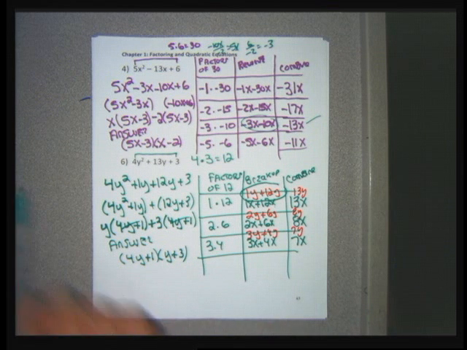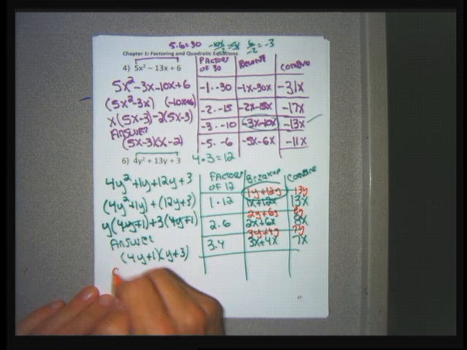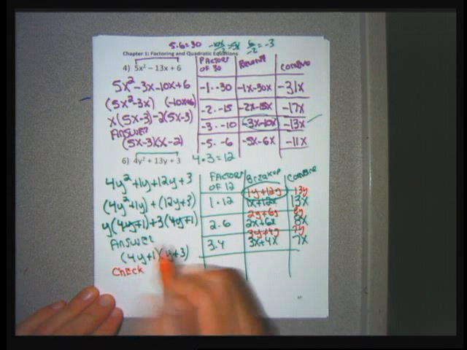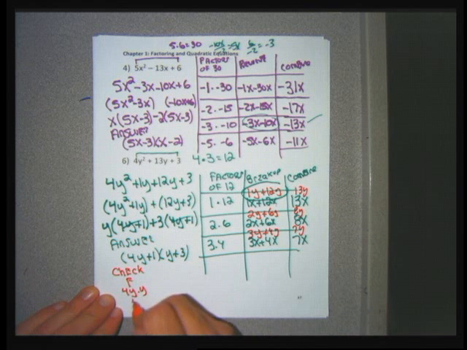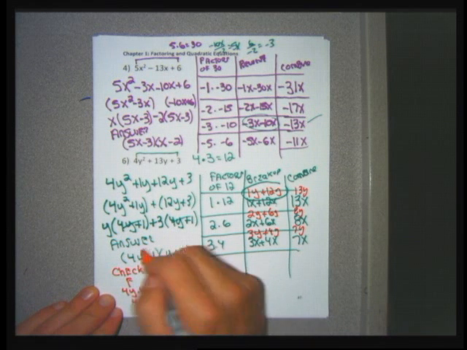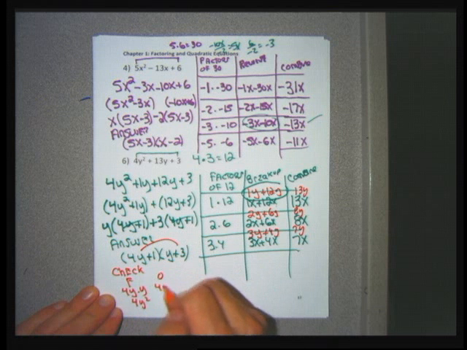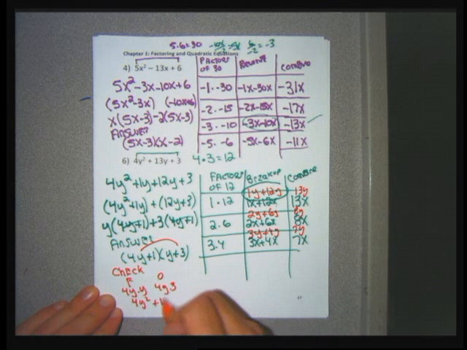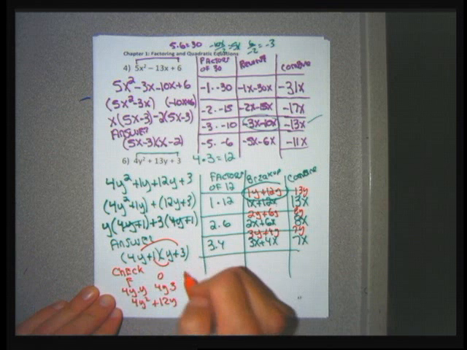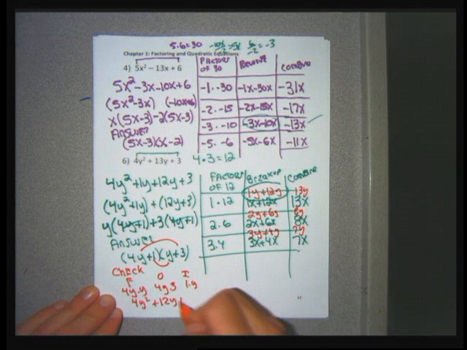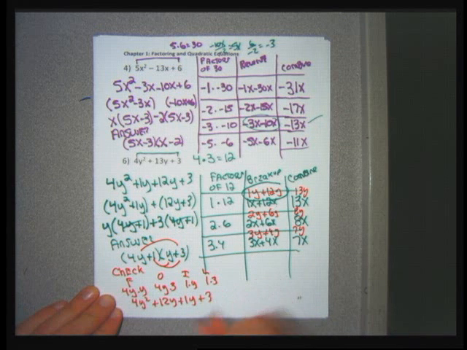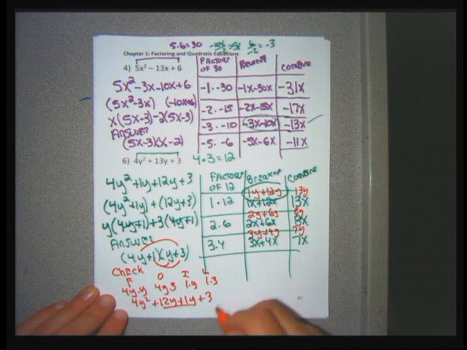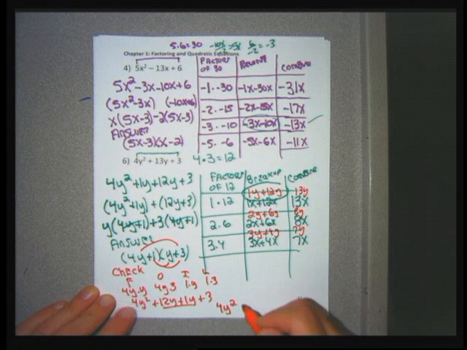It's always optional, but you always can check. So I'm going to check this real quick to make sure I haven't messed up. I'll go firsts are 4y times y, which is 4y squared. Outers are 4y times 3, which are plus 12y. Inners are 1 times y, which is plus 1y. Lasts are 1 times 3, which is plus 3. Those give me the 13y that I need. I'm going to combine the outers and the inners and bring down the firsts and the lasts.